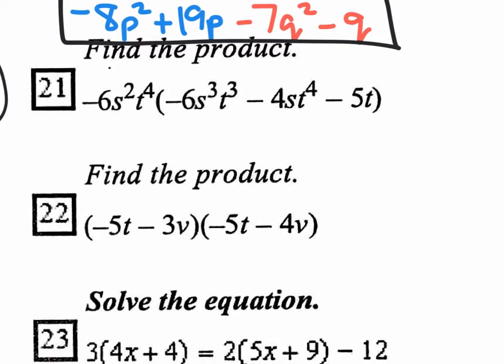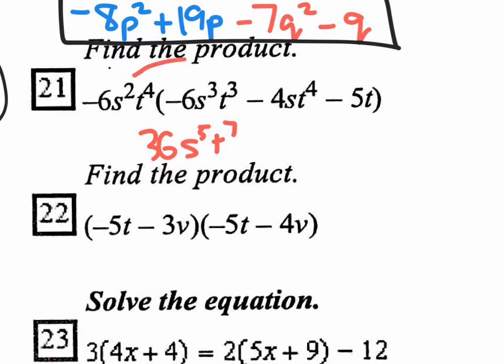Distributing, find the product. That one's pretty easy. You just think, okay, negative 6 times negative 6, that's positive 36. But what about the s squared times s to the third? That's going to be s to the fifth. And then we also have t to the fourth times t to the third. That's t to the seventh. Remember, when you multiply, the exponents get added. And that's your very first term.